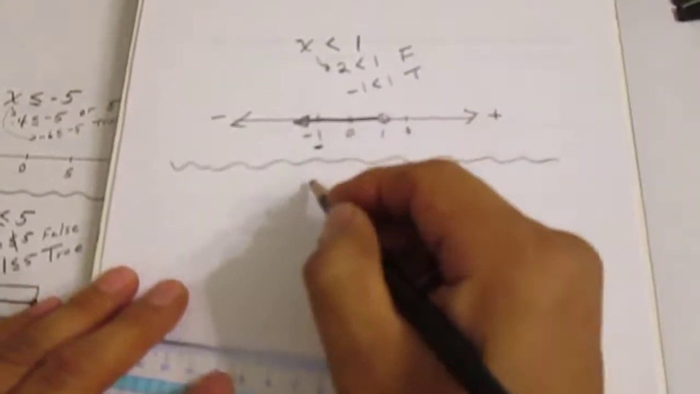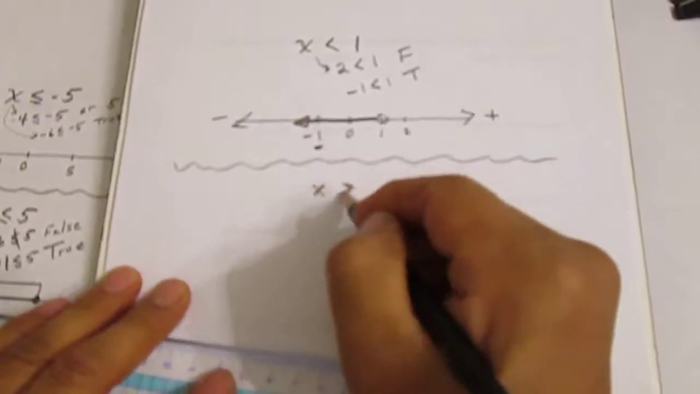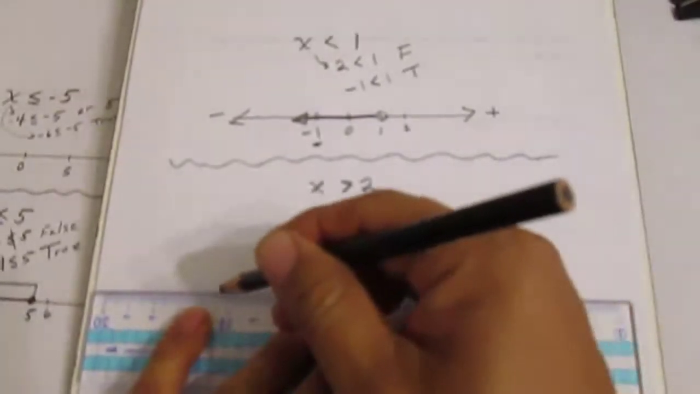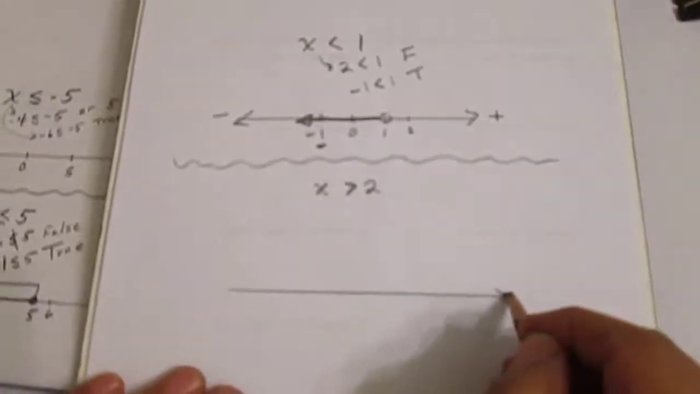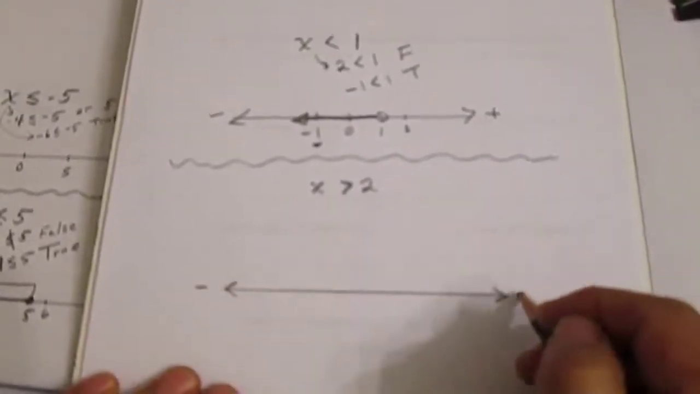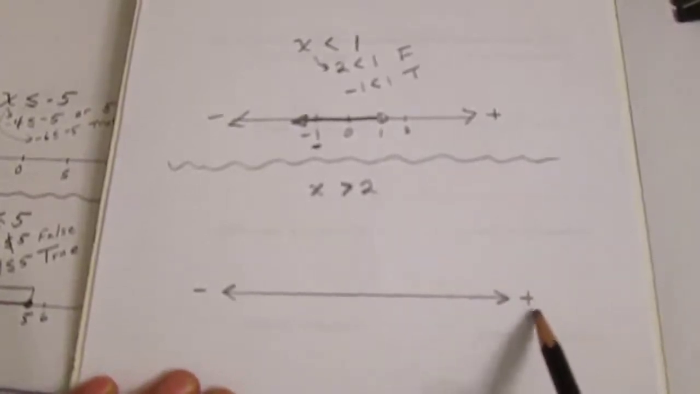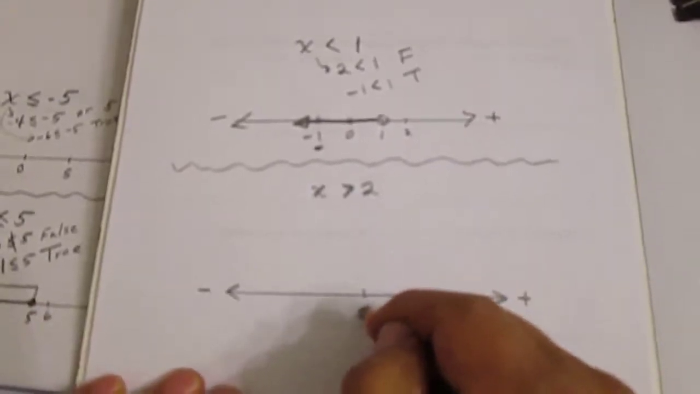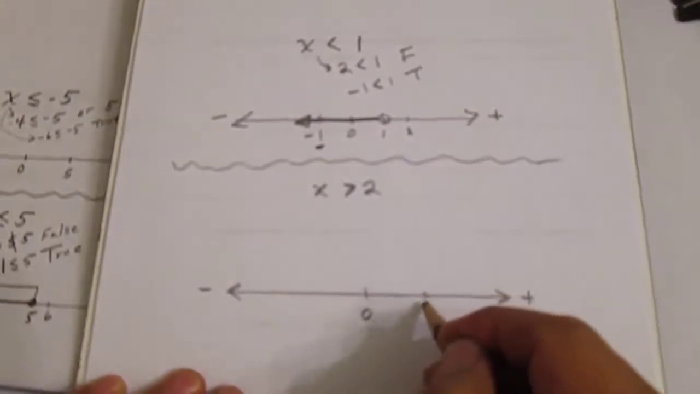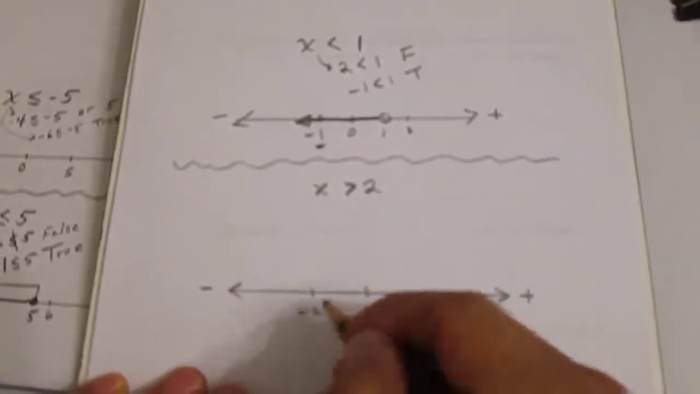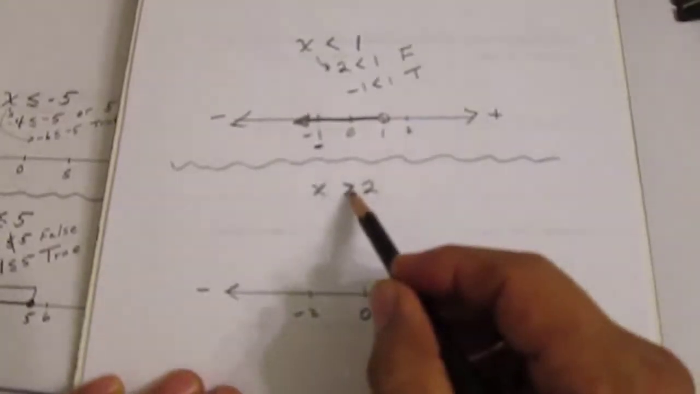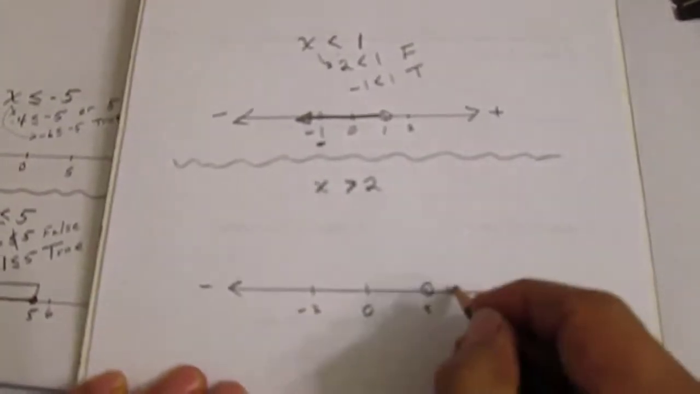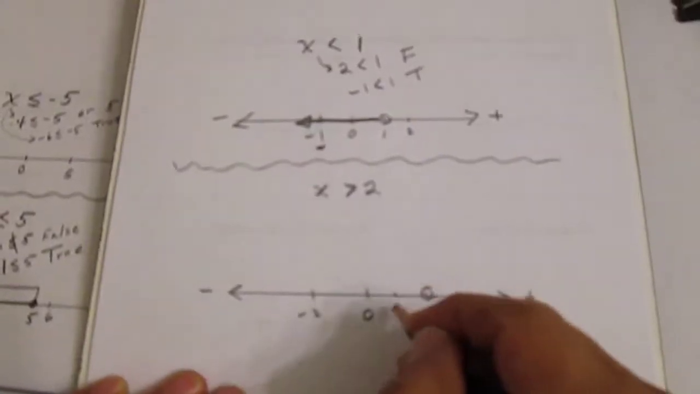And then the next one is x is greater than 2. Let's look at that one. So I'm going to graph it again. Negative, positive, and get used to putting these symbols every time you set this up. So we have 2 on the right, -2 on the left. Again, we don't have an equal sign here, so I'm going to circle my 2. And then I'm going to test one on the right and one on the left.